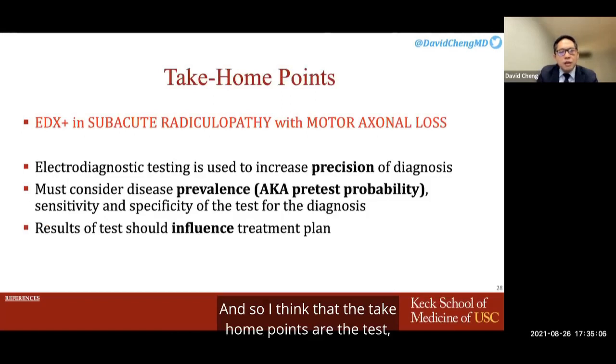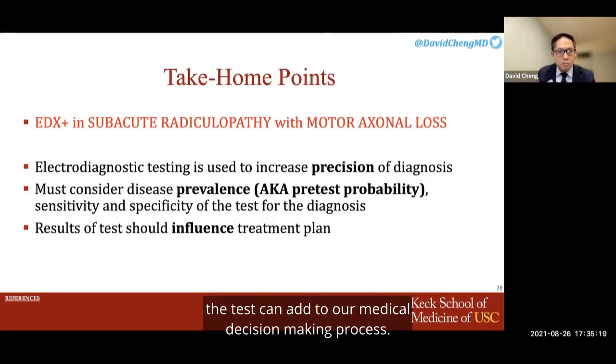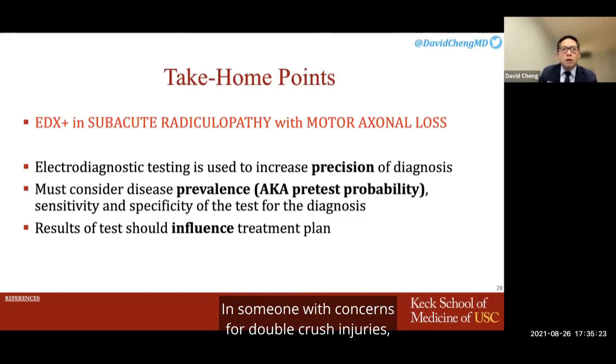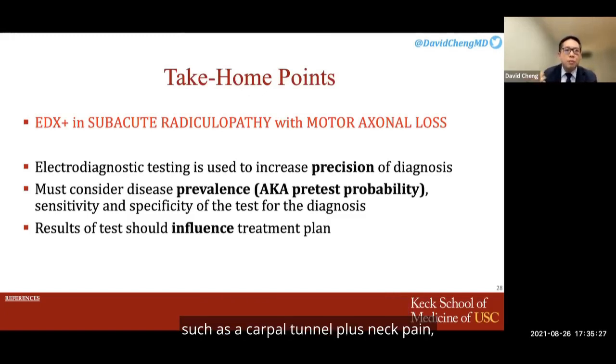And so I think that the take-home points are, if we are very confident that this is radiculopathy, you need to be very mindful of what exactly the test can add to our medical decision-making process. You know, in someone with concerns for double crush injuries, such as carpal tunnel plus neck pain or plus cervical radiculopathy, I think those tests can be helpful.